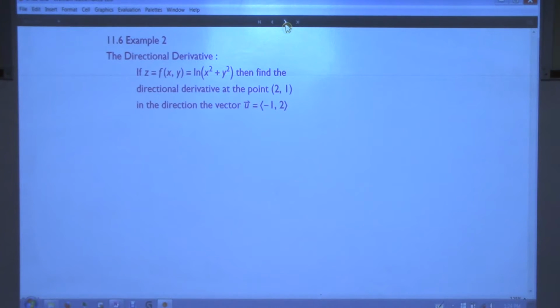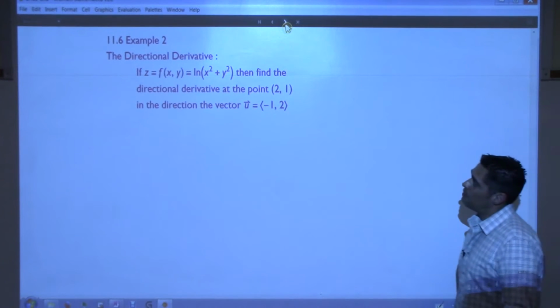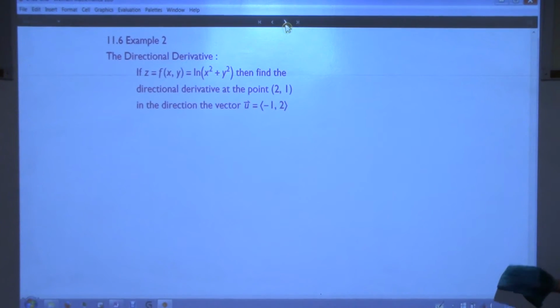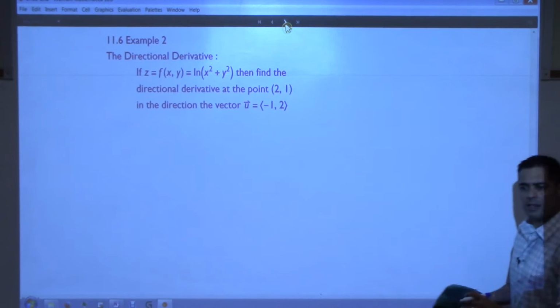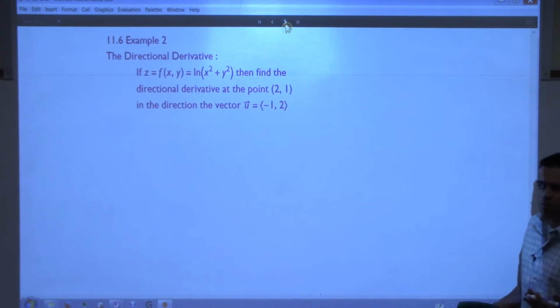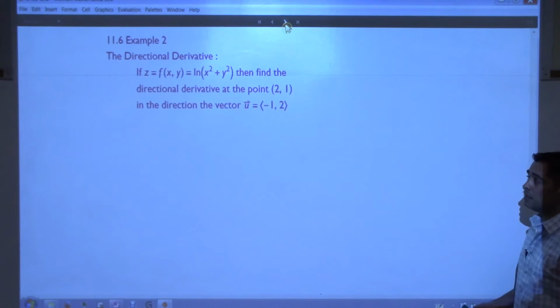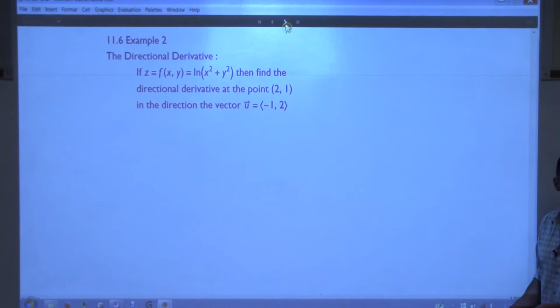z is equal to f of x, y is equal to natural log of x squared plus y squared. Find the directional derivative at the point (2, 1) in the direction of the vector u = (1, -2). So this is a little different in this problem, because in the last one we gave you the direction by giving you an angle, and how that angle was relative to the x-axis, right? This one, you're not given an angle. You're actually just given a direction vector, right?